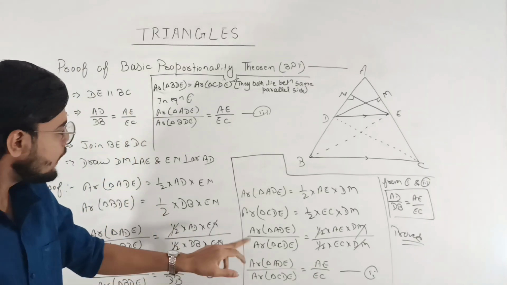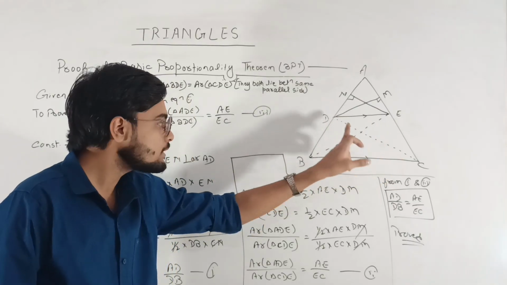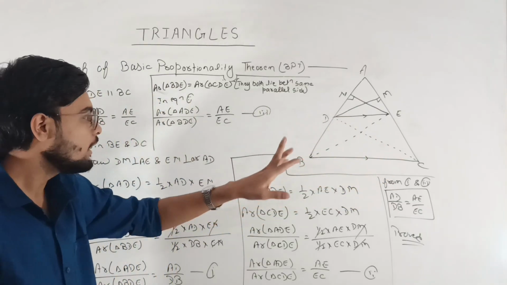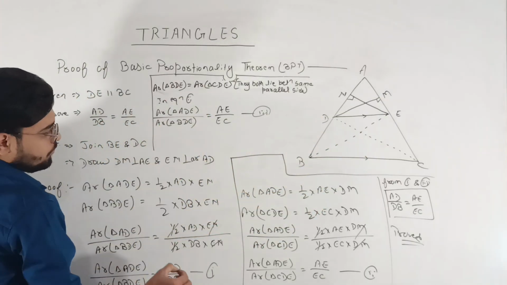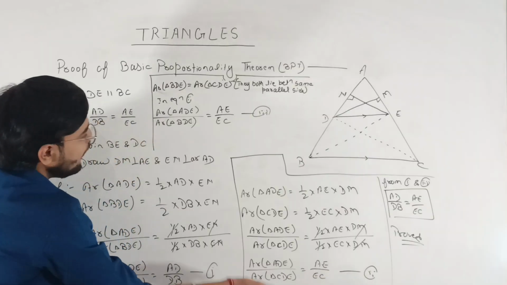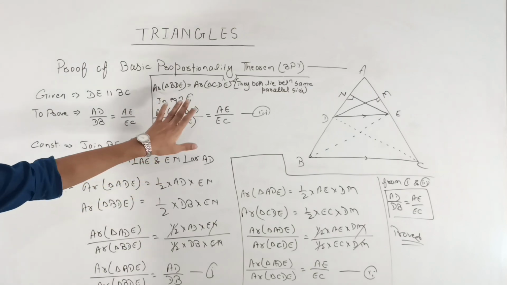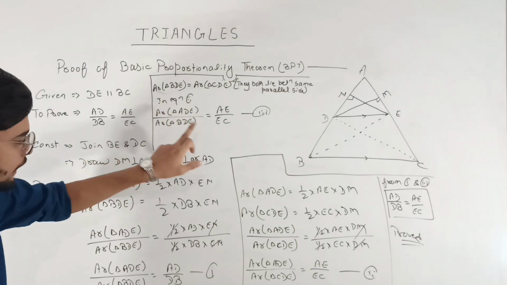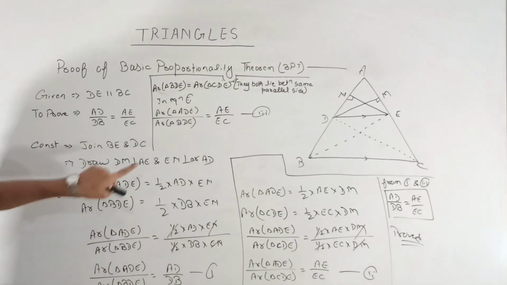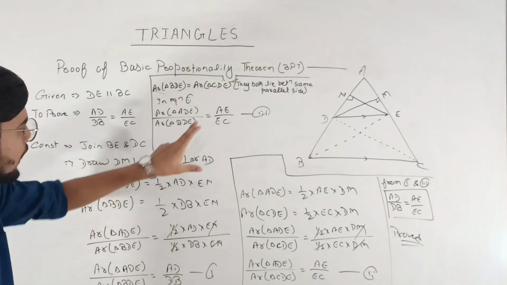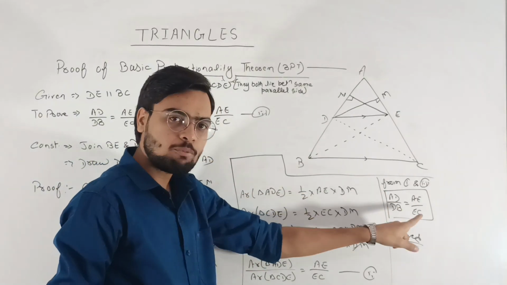Now look, triangles BDE and CDE, these two triangles lie between the same parallel sides DE and BC. That's why the areas of these two triangles are equal. Now I put in equation 2, in place of CDE I write BDE, because area of triangle CDE is equal to area of triangle BDE. So in equation 3, area of triangle ADE upon BDE is equal to AE upon EC. Now from first and third, LHS are equal. That's why RHS of first and third are also equal. So from 1 and 3, AD upon DB is equal to AE upon EC.